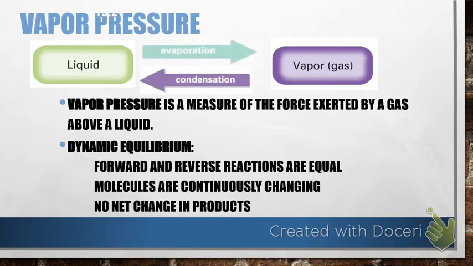Dynamic equilibrium is all about evaporation and condensation happening at the same rate. For every molecule that evaporates, one is going to condense back into the liquid. This is called dynamic equilibrium. You're not going to get a change in the amount of your vapor, and you're not going to get a change in the amount of your liquid. It's all going to stay equal. It's changing, but it's equal. It's changing one molecule for one molecule.